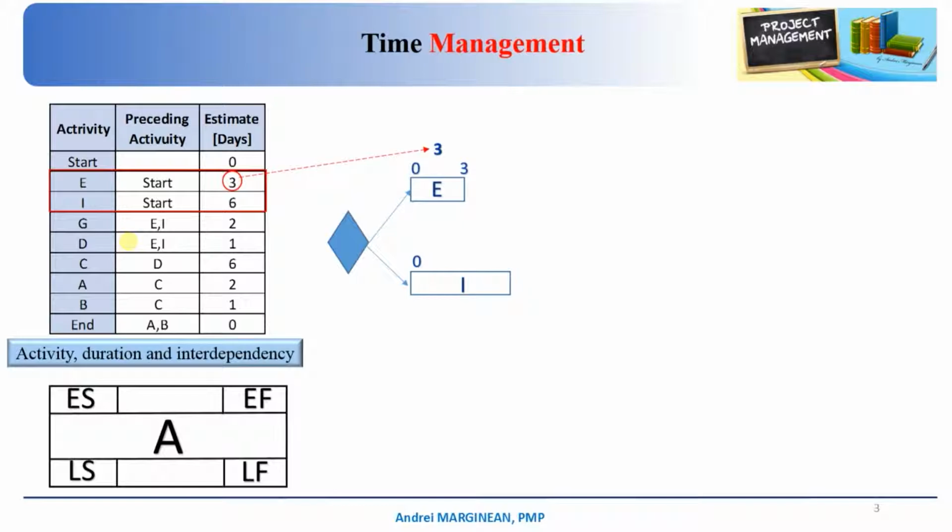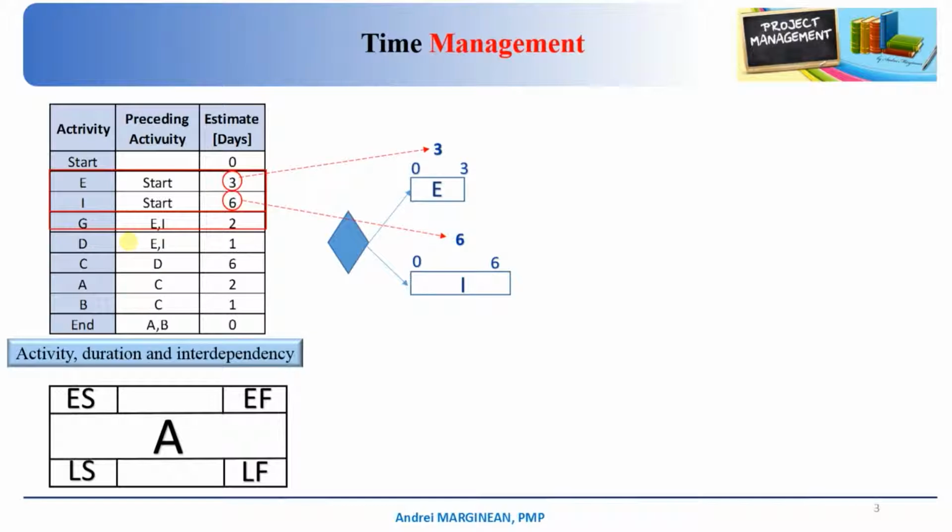Let's do the same with the other activity package. We put 0 here, so the early start will be 0, which means it will start at day 1. 6 is the estimated number of days needed to finish this activity, so we write 6 here. Of course, 0 plus 6 equals 6. Let's go to the other activity.